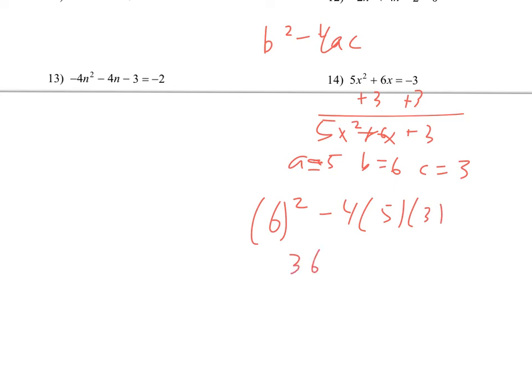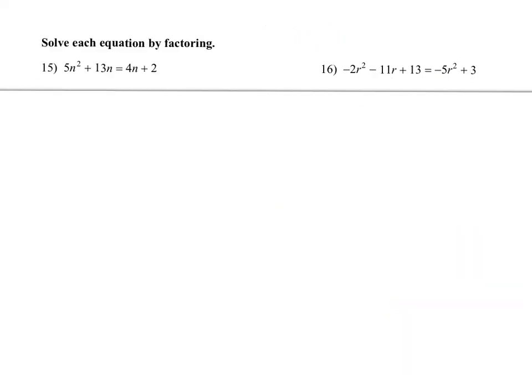So that's 36. And then this would be 20 times 3, so that's going to be negative 60. So that is going to come out to negative 24. And whenever it's negative, we know that means no real solutions. You could also say that there are 2 imaginary solutions, which means the same thing.